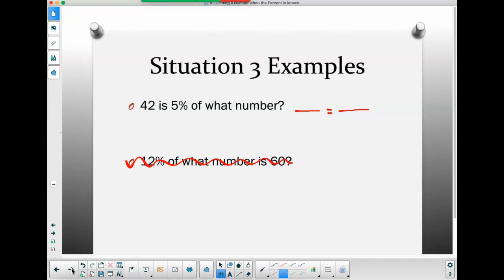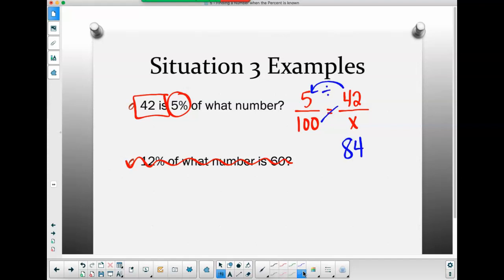If you did this correct, you should get 840. Okay? 42 is 5% of what number? So we have 5 over 100, since that's the percent. 42 is, that would be the part, and we put the x on the bottom. Okay, we solve it. 100 times 42 divided by 5. You get 840.